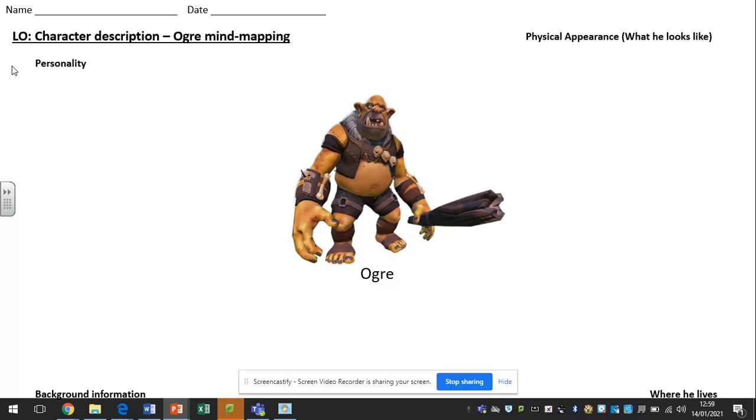Then you've got where it lives. So, where does the ogre live? Where does he go to get his food, etc., etc. Okay, so there are things to consider.